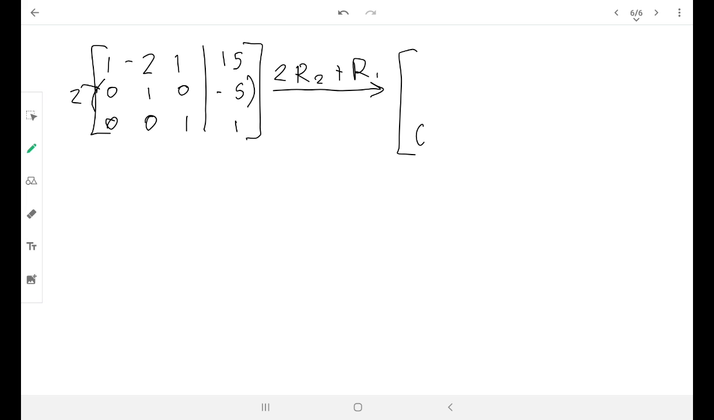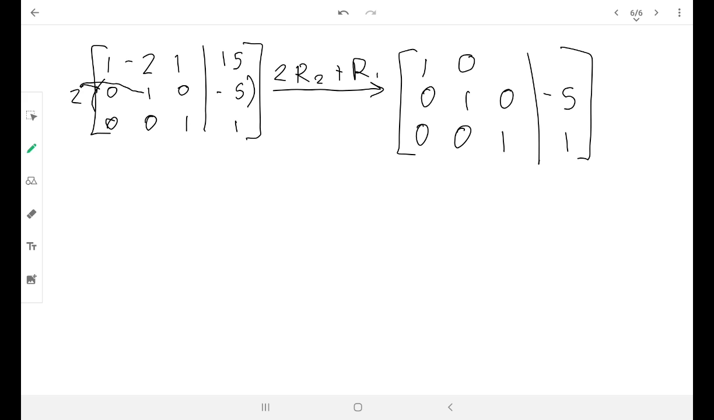So my bottom rows stay the same because I'm going to do and undo to row 2 again. And then 2 times 0 is still 0. 0 plus 1 is 1, and that's by design. Then 2 times 1 is 2. 2 plus negative 2 is 0, and that's the 0 that I was trying to create. And then 2 times 0 is 0, and 0 plus 1 is 1. And then 2 times negative 5 is negative 10, and negative 10 plus 15 is 5.